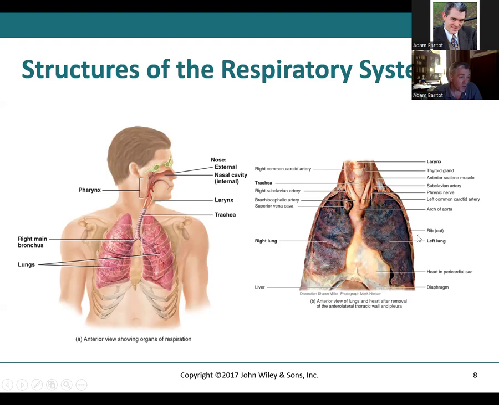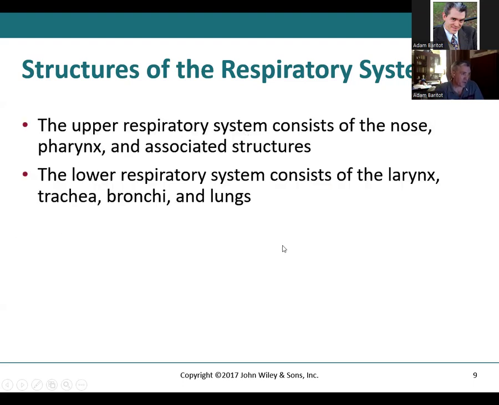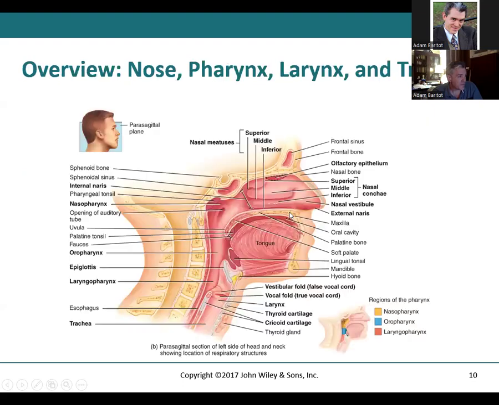The ribs are cut out of the way so that you can see these structures cleaner. We can also see some right subclavian. There's our brachiocephalic artery. There's our left subclavian artery. We don't have our left carotid. I don't see it. Very well. The upper respiratory system consists of the nose, pharynx, and other structures. The lower respiratory system consists of the larynx, trachea, bronchi, and the lungs.